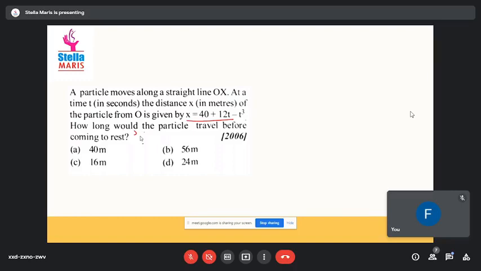A particle moves along a straight line OX, and at a time t in seconds, the distance x of the particle from O.